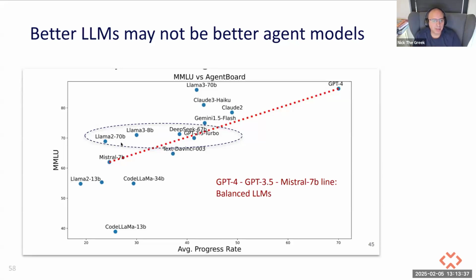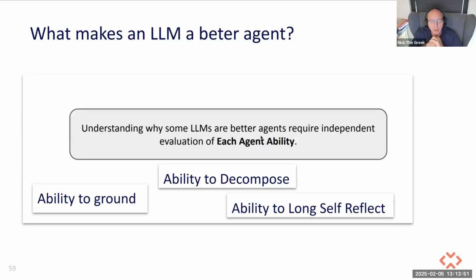And I just kind of noticed that these are some smaller models, like this is an 8 billion, and maybe it's very good at MMLU, but it's again not a well-balanced model because it's not close to that curve, and it doesn't do well on agentic tasks. Now, I think the point that the paper wants to make is that these are the three attributes your language model needs to have in order to be a good agent. It needs to have the ability to decompose, ability to ground, and ability to long self-reflect. The term long is very important here.